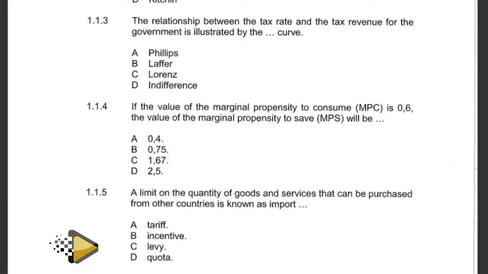Okay, right. So now moving on to 1.1.3, it reads as follows: the relationship between the tax rate and the tax revenue for the government is illustrated by the dash curve. So our appropriate answer in this regard is going to be B, which is the Laffer curve. Okay, right. So now moving on to 1.1.4, it reads as follows: if the value of the marginal propensity to consume is 0.6, then the value of the marginal propensity to save will be dash.